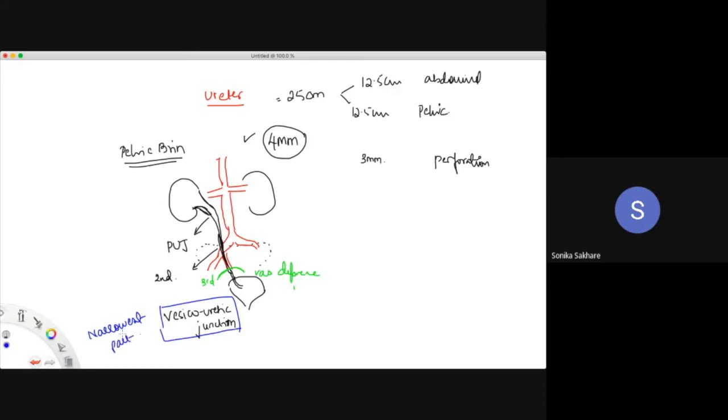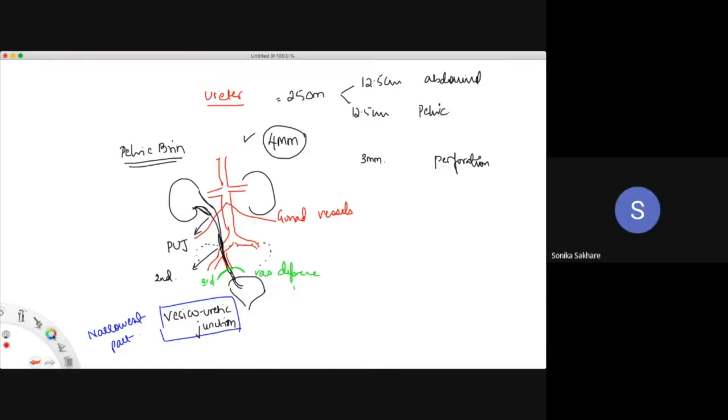Okay, is that clear? And when the ureter is coming down, anteriorly it is crossed by the gonadal vessels. So this is your gonadal vessel passing like this. The right and the left gonadal vessels cross from medial to lateral, anteriorly. Is this relation clear? Okay, that's about the ureter.